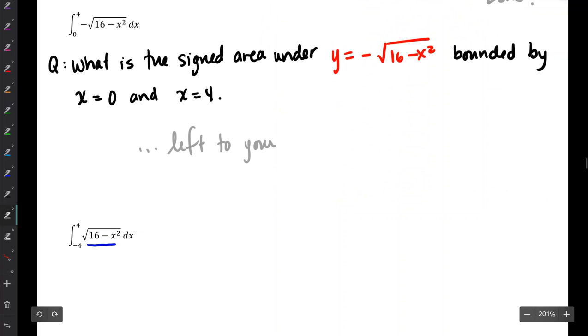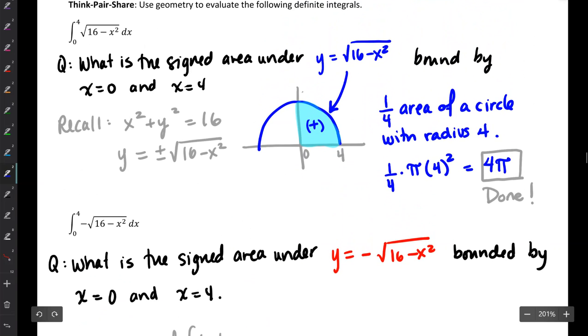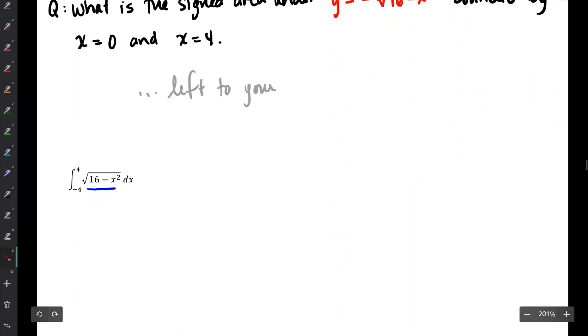Now this one, notice that's the function that we looked at before, square root of 16 minus x squared. But what makes this question different? These limits of integration, here we were going as x goes from 0 to 4. Now we're going as x goes from minus 4 to 4. So it's very similar, but look at right here how it is different. All right, and again, I'm going to leave it to you to get this exact answer.